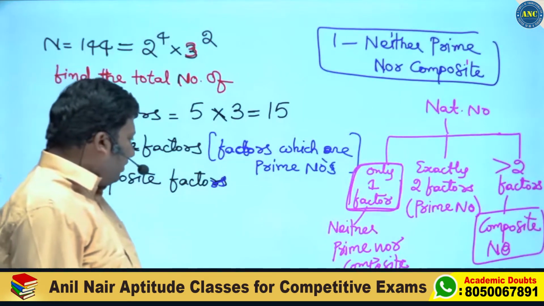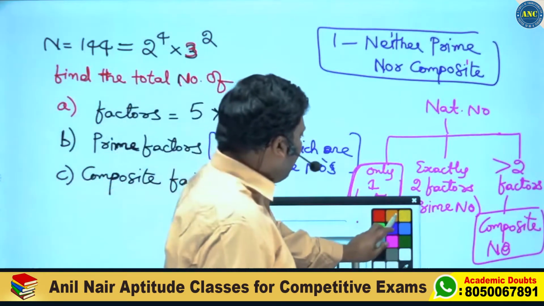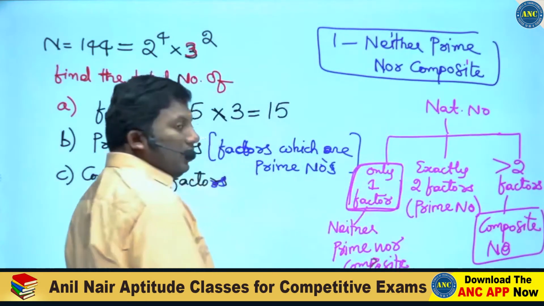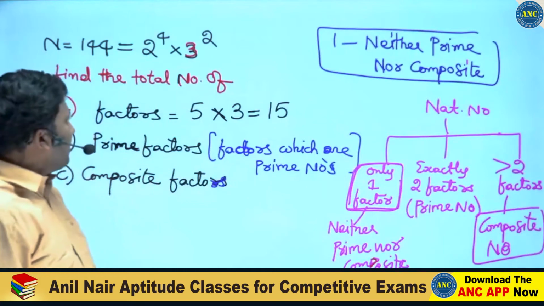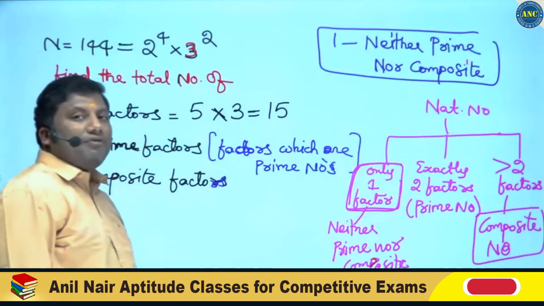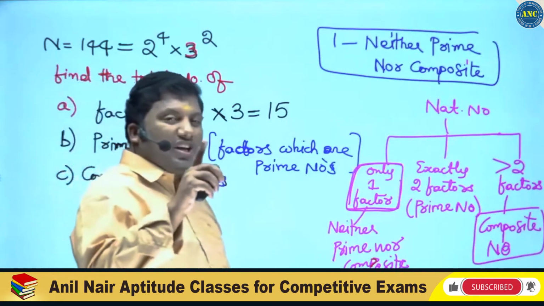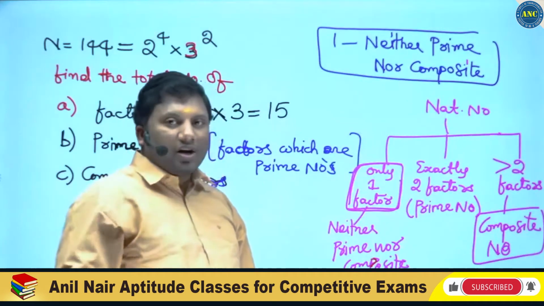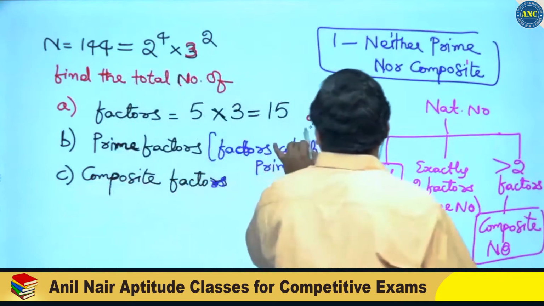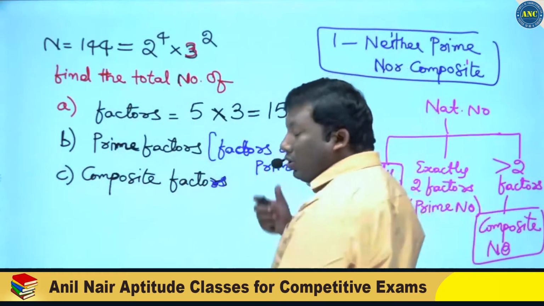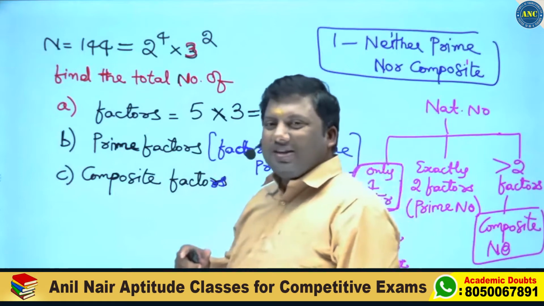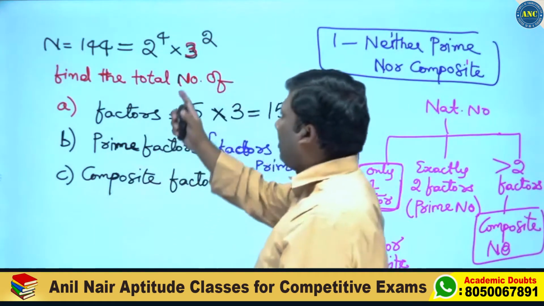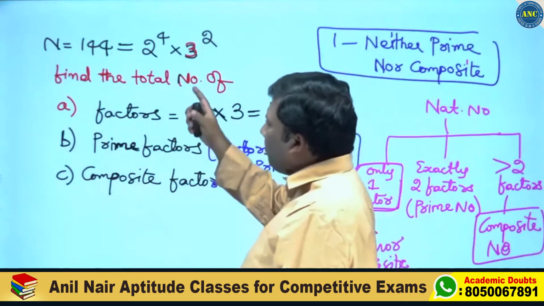Now listen carefully. All are very conceptual questions, sir. Prime factors. What do you mean by prime factors? Factors which are prime numbers. Take 2 power 4 into 3 square. 2 power 0 is 1, which is neither prime nor composite. 2 power 1, 2 is a prime number. Yes, right. 2 power 2 is 4, and 4 is not a prime number. Any power of 2 greater than 1 is not a prime number. 2 cube, no. 2 power 4, no.